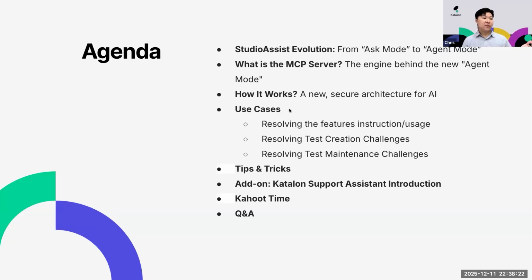Also, we are very happy to share that we have implemented AI into our Katalon support assistant portal, where you can find more answers while you're waiting for us to process your support tickets. Lastly, we have a Kahoot game, and the last part is Q&A, where you can ask your questions, or you can also use the question box to drop your questions there, and our team will try to answer them.